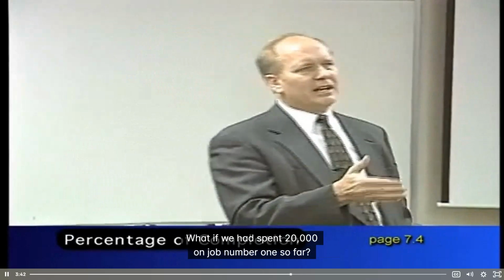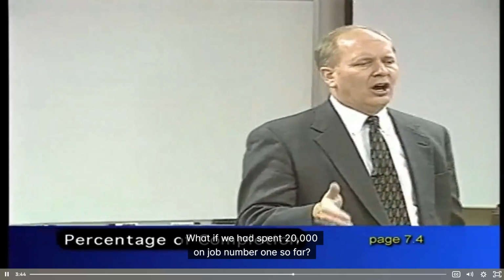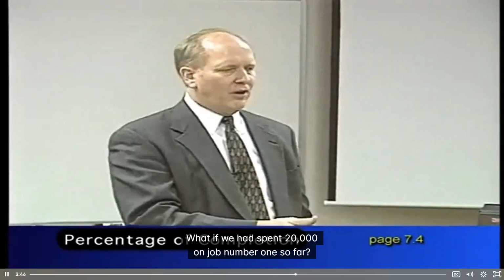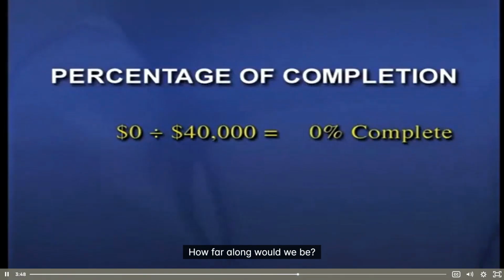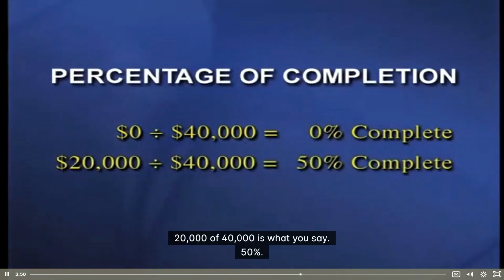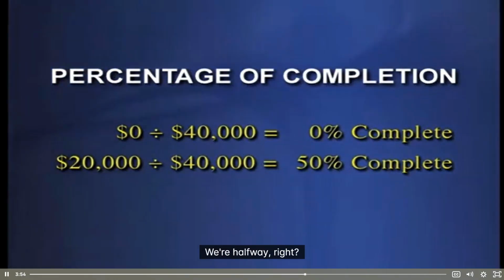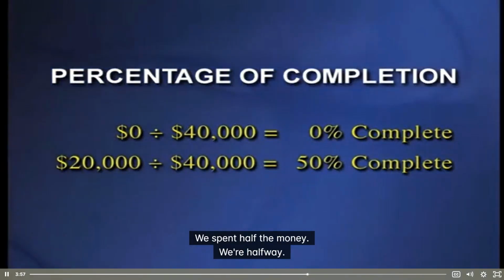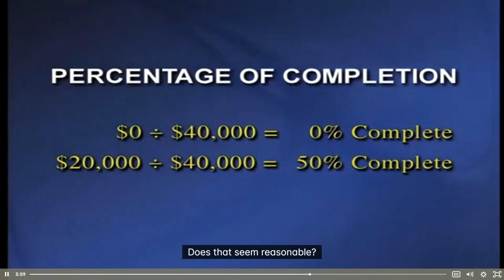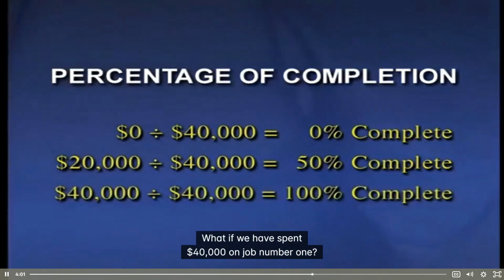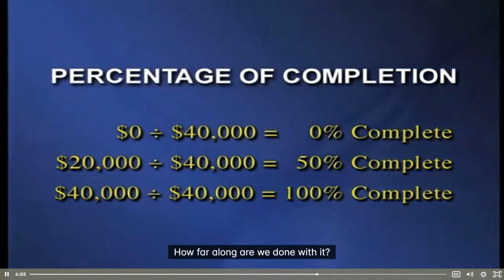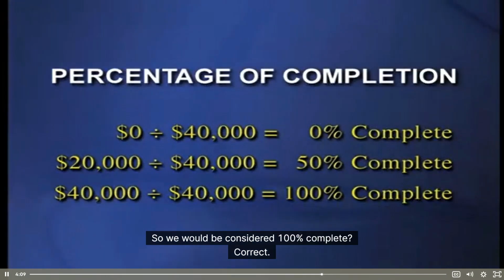What if we had spent $20,000 on job number 1 so far? How far along would we be? 20,000 of 40,000 is, what'd you say? 50%. We're halfway, right? We spent half the money, we're halfway. Does that seem reasonable? What if we have spent $40,000 on job number 1? How far along are we? We would expect to be done with it. So we would be considered 100% complete, correct?